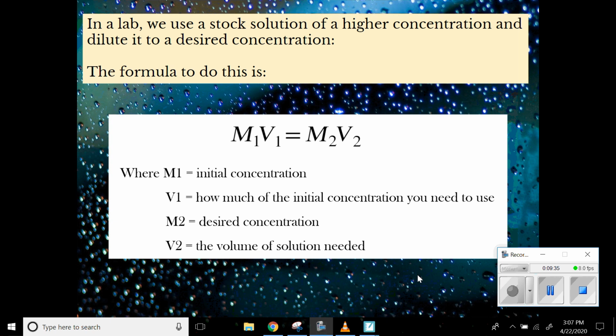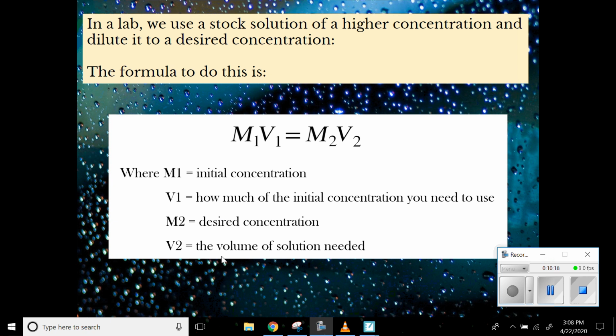They're both the exact same thing, where M1 is the initial concentration, the concentration that you're given. V1 is how much of that initial concentration you need to use, so what volume. M2 is going to be the desired concentration, and V2 is the volume of solution needed. You use this equation to go from a concentrated solution to a dilute solution, because you really can't go from a dilute solution to a concentrated solution, because you would have to add more particles to it, and if it's a liquid, that'd be really hard to do.